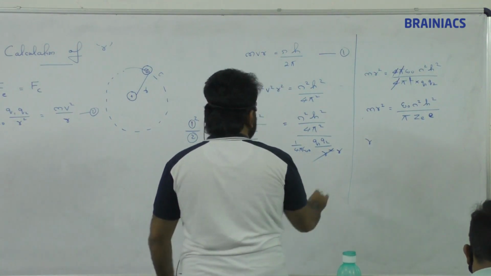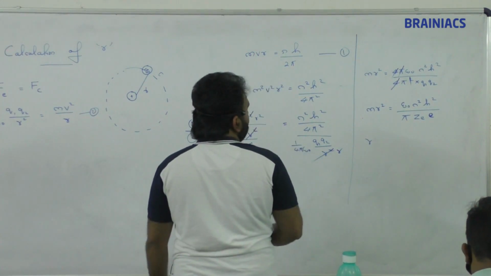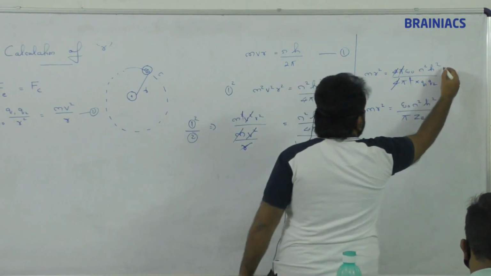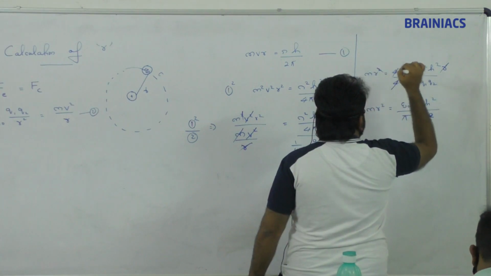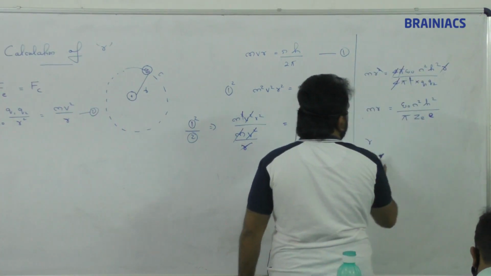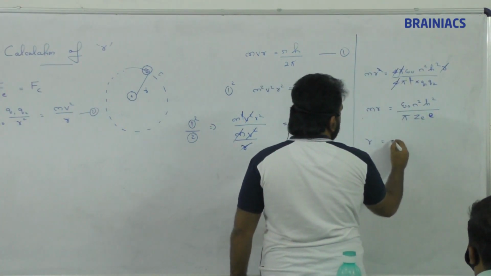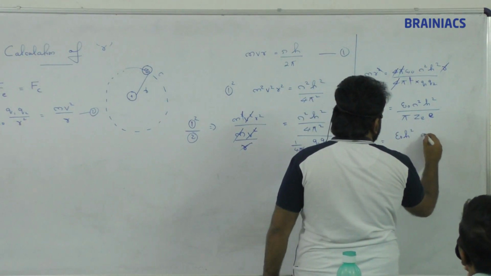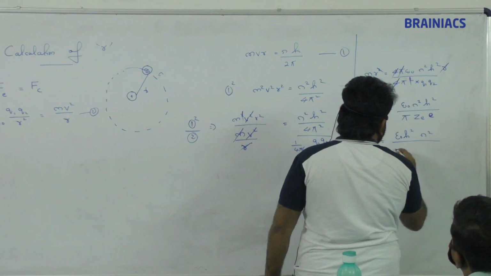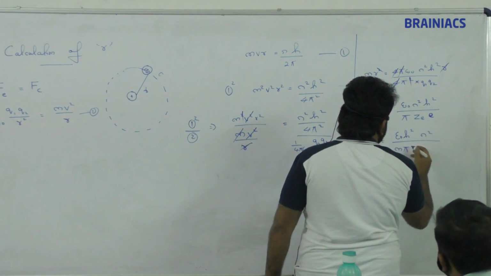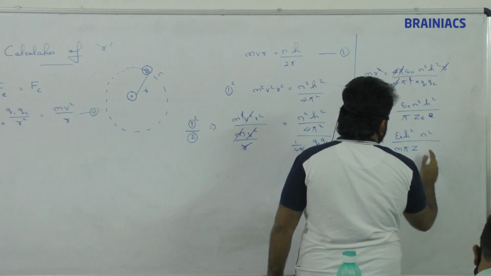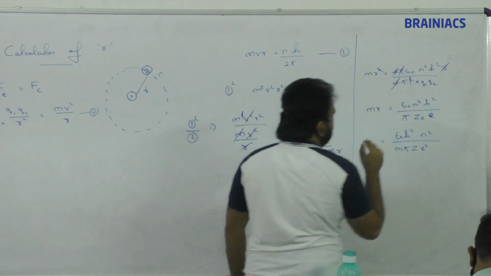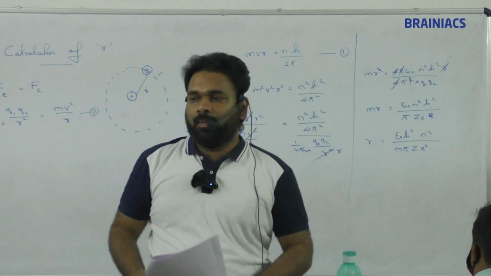Okay, here this r and this r also will be cancelled off, this r also will go up, so this r, this square will be cancelled off, this is going to be mr. So r is going to be epsilon naught h square n square divided by mass will come here m pi z e square. Anything is missed or not? Is it correct?